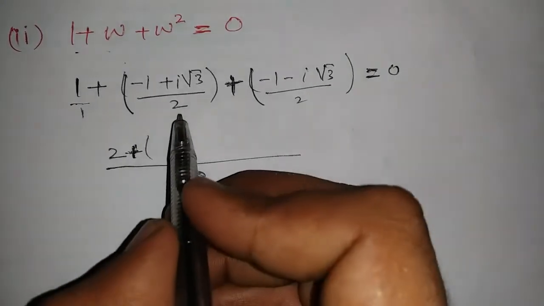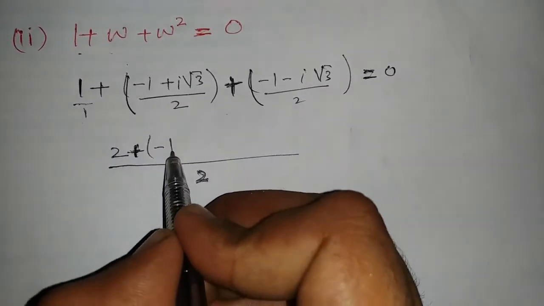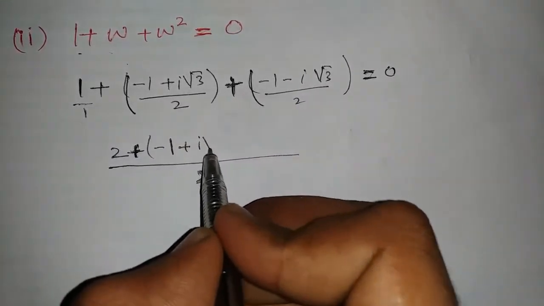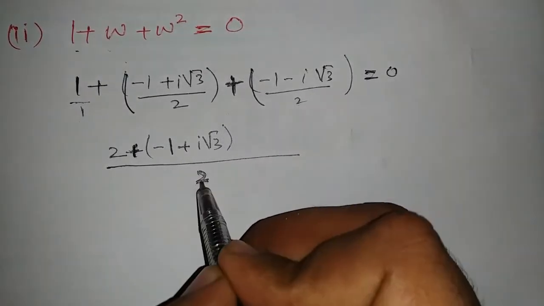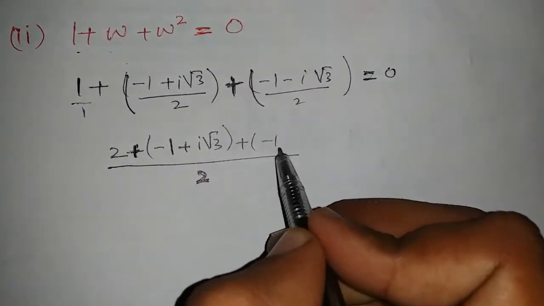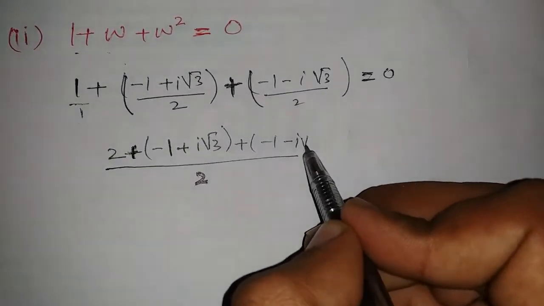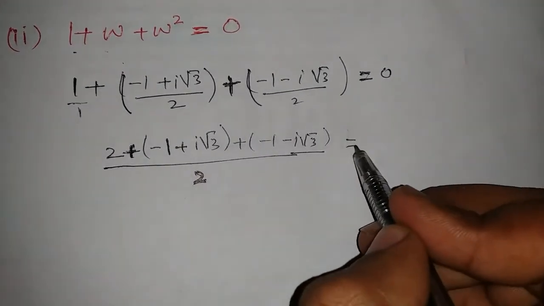the table of 2 on 2 will become 1 time, so 1 is multiplied with this term, it will become -1 plus iota square root 3. Again the table of 2 on 2 will become 1 time, so 1 is multiplied with these terms, so it will become -1 minus iota square root 3. It should be equal to 0.